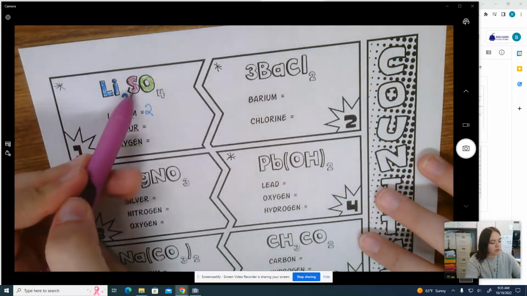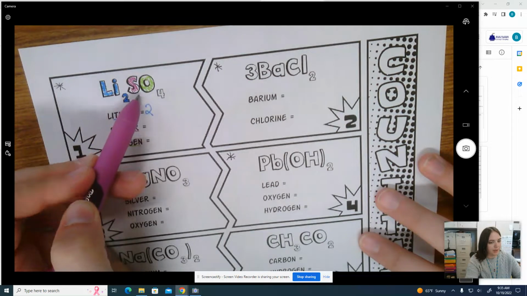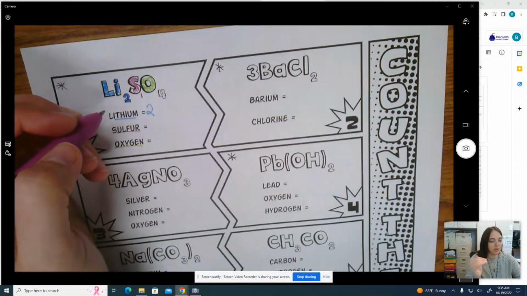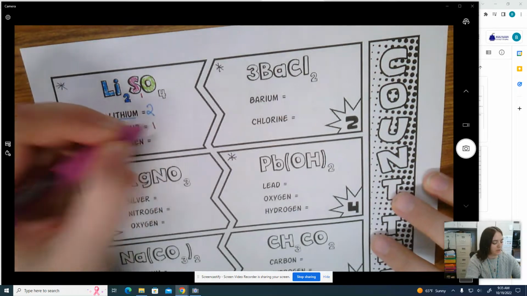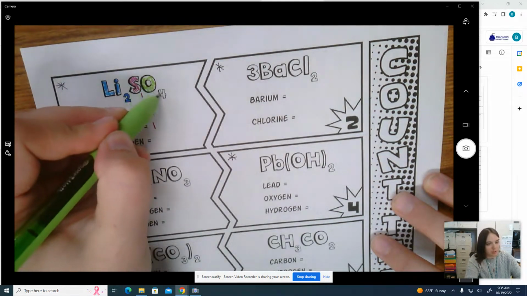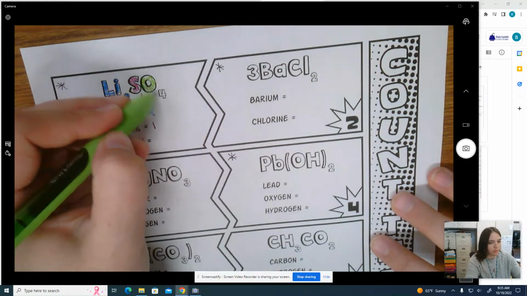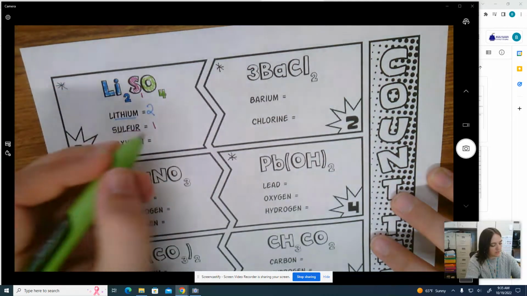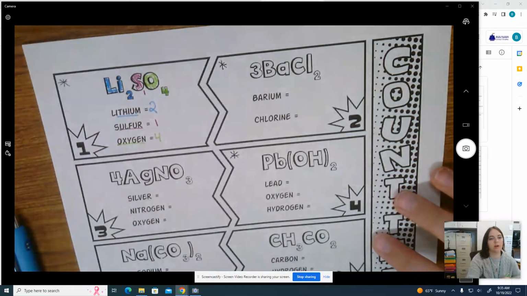And when there is no number right here, it's always just 1. Whenever there's no number, it's just 1. So we have 1 sulfur. And then oxygen, there's a little 4 after the oxygen, right after it. So that means that 4 belongs to the oxygen. So there are 4 oxygen.